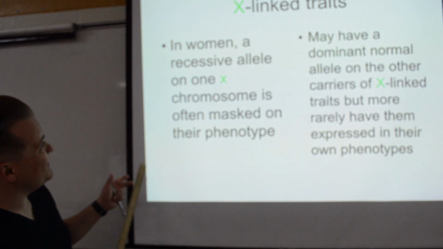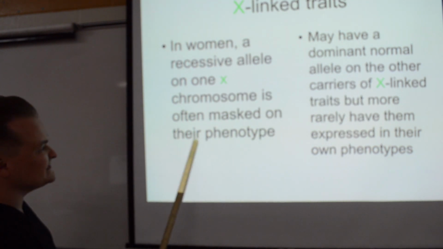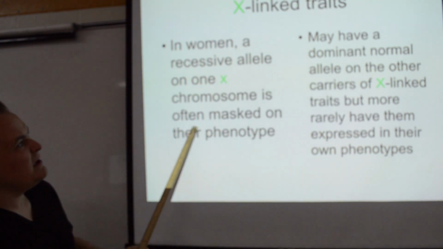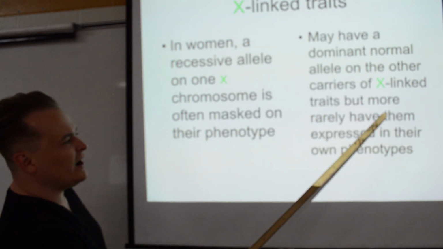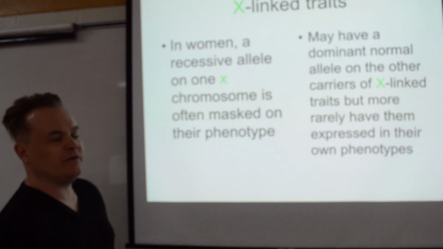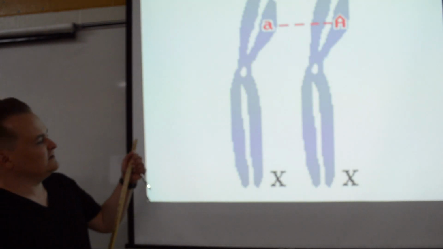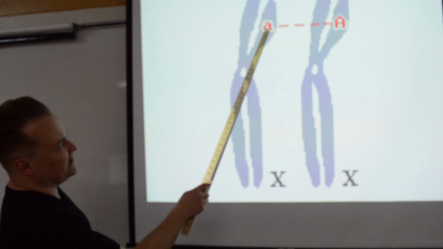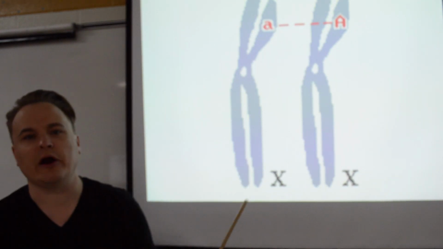X-linked traits. In women, a recessive allele on one X chromosome is often masked in their phenotype. Many have a dominant normal allele on one of their X's, but more rarely they have them expressed in their own phenotypes. Right? So as long as it's a daughter and she has the weak trait, the other one, inherited from the other person, takes over it, you don't even see it. It's not a problem.